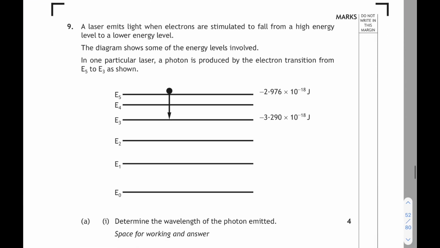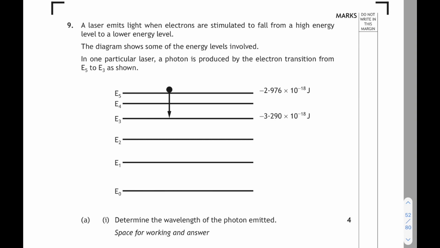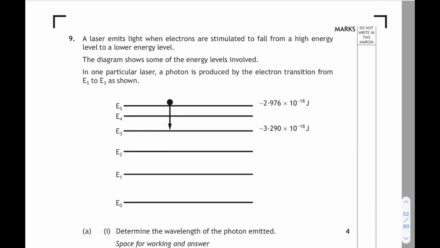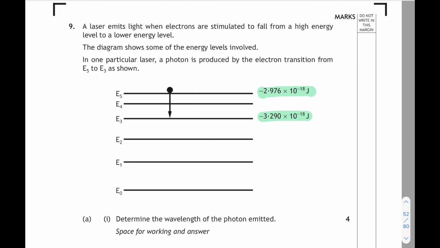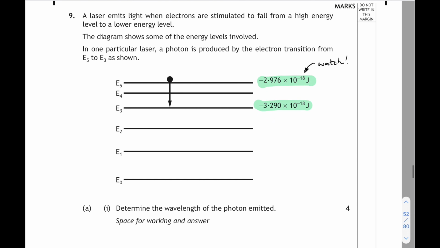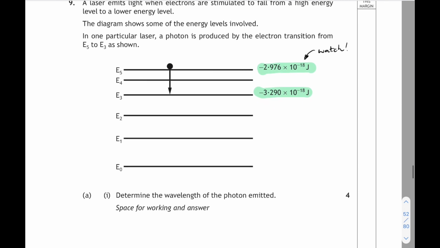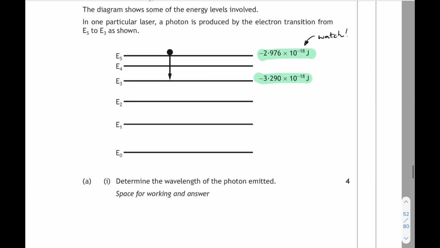Okay, question 9. This is energy levels. A laser emits light when electrons are stimulated to fall from a high energy level to a lower energy level, and the diagram shows some of the energy levels involved. And in one particular laser, a photon is produced by the electron transition from E5 to E3 as shown. And just watch your powers of 10 here, because these are usually quoted as times 10 to the minus 19, but in this case it's times 10 to minus 18 joules. Anyway, part 1 asks us to determine the wavelength of the photon emitted, and it's a 4-mark question.